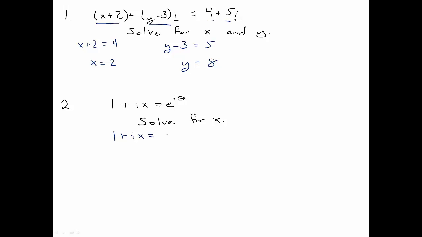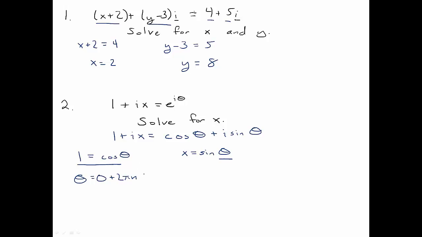Well, first I'm going to use Euler's formula, which is that the complex exponential equals cosine theta plus i sine theta. Now we can write our real equation, 1 equals cosine theta, and our imaginary equation, x equals sine theta. So we can use the real equation to solve for theta and then plug that into the imaginary equation. So that means theta equals 0, or any multiple of 2 pi, right, because the unit circle repeats every 2 pi.